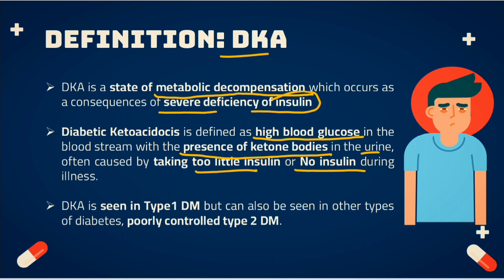If any person is having diabetes mellitus, there may be two reasons: either the person is taking too little insulin in respect of the insulin required to control the disease, or he is not taking any kind of insulin. In these two conditions DKA can be found. Usually this DKA is seen in type 1 diabetes mellitus, but it is also noted that it can be present in some other types of diabetes, including type 2 diabetes if it is poorly controlled.